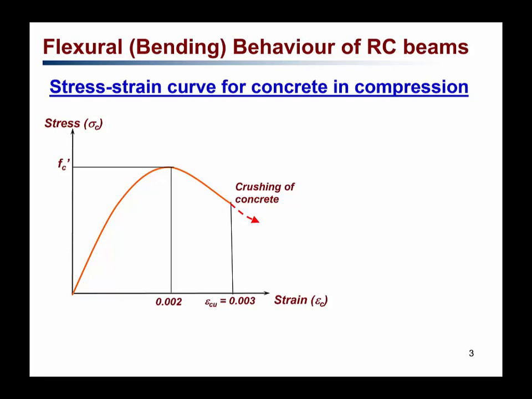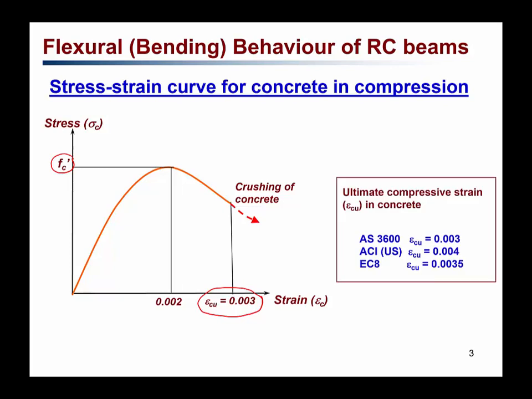So if we look into the stress-strain curve for concrete, it looks like this, as we know. The stress-strain curve of concrete is linear in the beginning, and then it will start to become non-linear, and finally the concrete will crush when the strain in the concrete reaches 0.003. Epsilon Cu is the crushing strain in the concrete, and the maximum compressive strength of concrete is denoted as f'c.